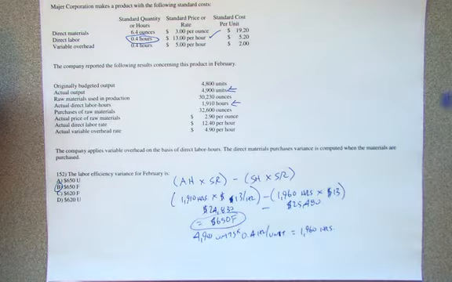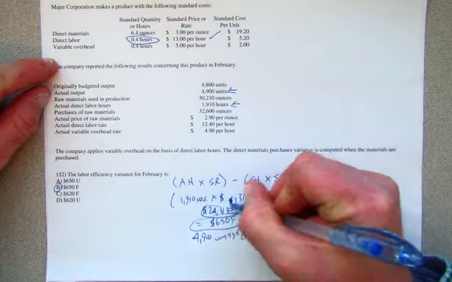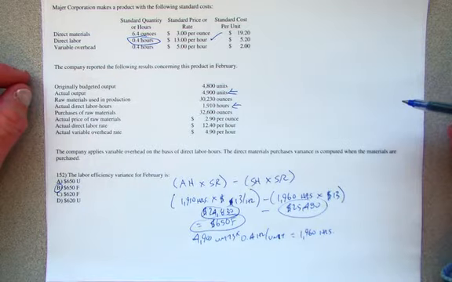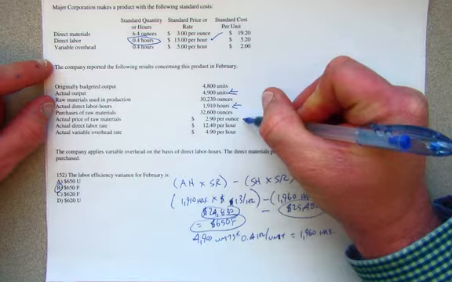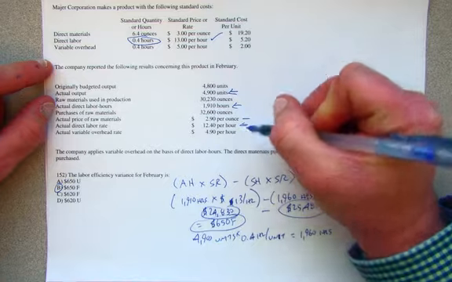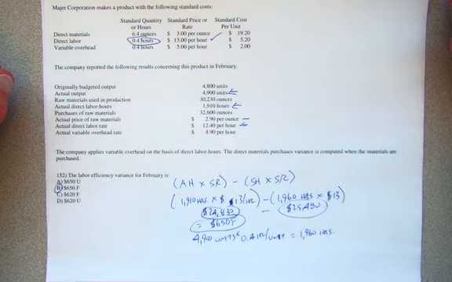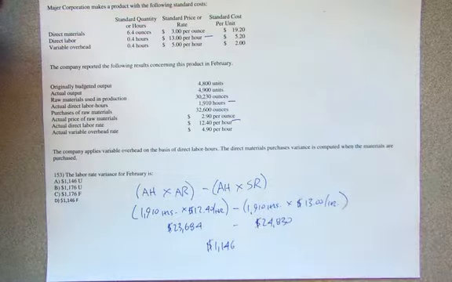Now, one other thing to think about here. In this particular example, you had to figure out this number and this number. The thing is, you may not be given the actual price of labor, the actual direct labor rate. I should actually point to this one here. There might be instances where you need to calculate that. Just think about that as well.